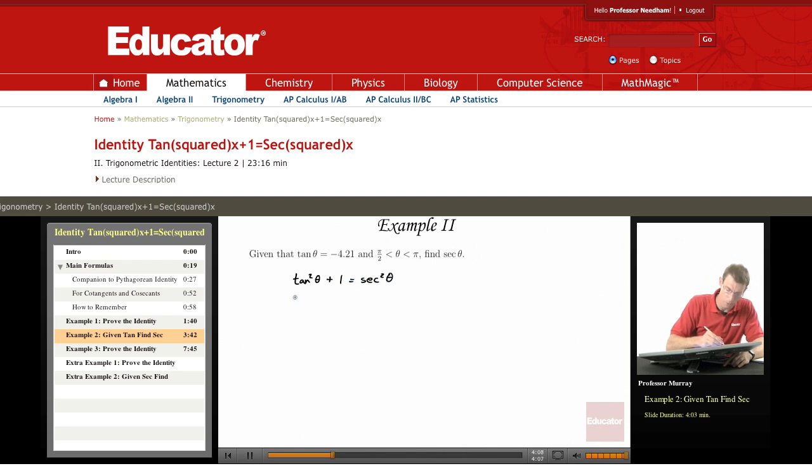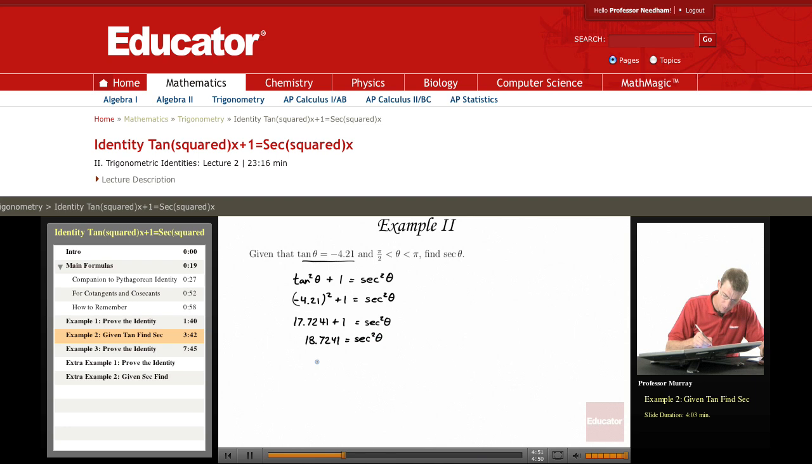And so if we plug in what we're given here, tangent squared theta, that's negative 4.21 squared plus 1 is equal to secant squared theta. Well, 4.21 squared, that's something I'm going to work out on my calculator. It is 17.7241. So 17.7241 plus 1 is secant squared theta. So that's 18.7241 is secant squared theta.